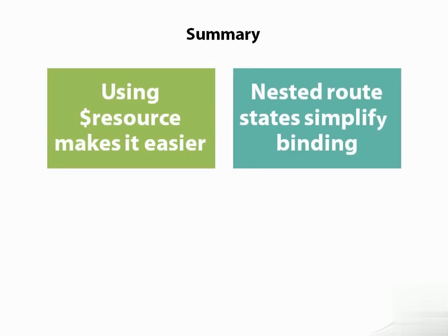Nested route states simplify binding. By allowing child views to bind to the parent controller's model, there's no need to pass data around or manually share viewed data. Since we set up the routing and the nested route states earlier in this course, we didn't have to write any code to set up a model for the editing feature.